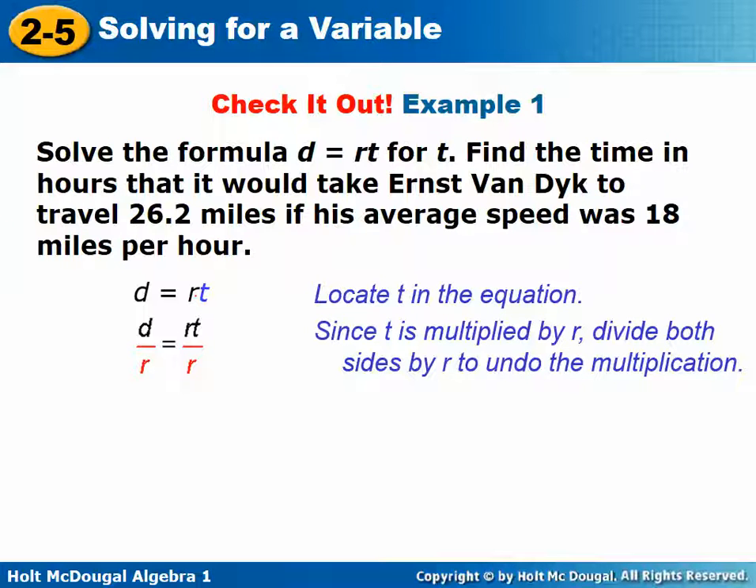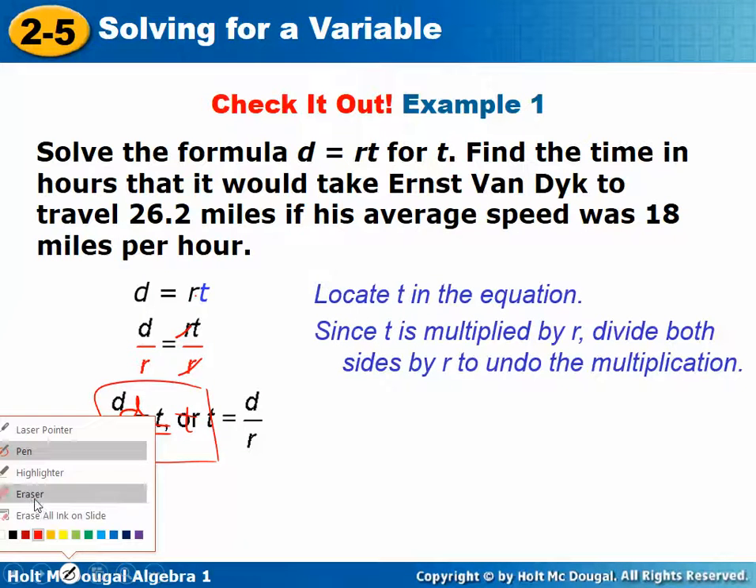Now when you divide d divided by r, you just get d divided by r. You can't simplify that. You can't get a number or anything. But on the other side, when you have r times t divided by r, these r's cancel, and we're left with this. So this is our answer for part 1 of this problem, that t is equal to d divided by r. Let me erase some of this so it doesn't look so messy.